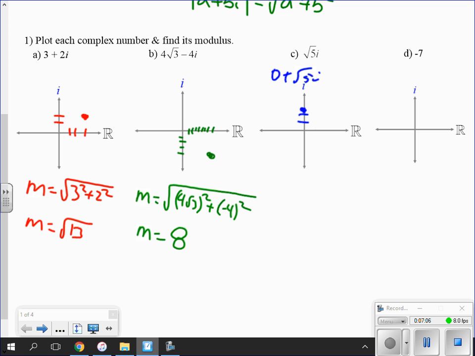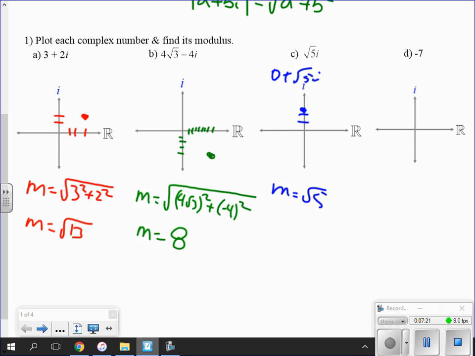And what's my modulus? Square root of 5, because it's a straight line just that way. I don't have to worry about anything. If it's on the vertical, it's just how far it is on the vertical away from the origin.